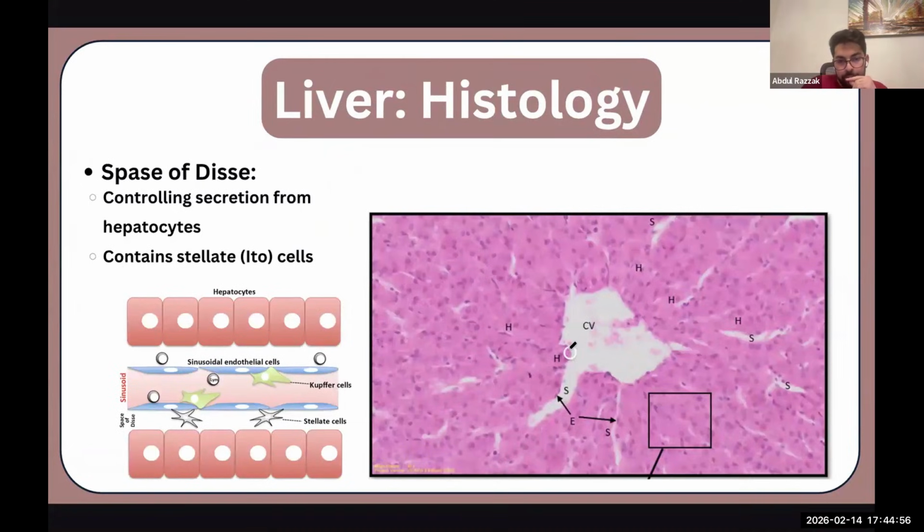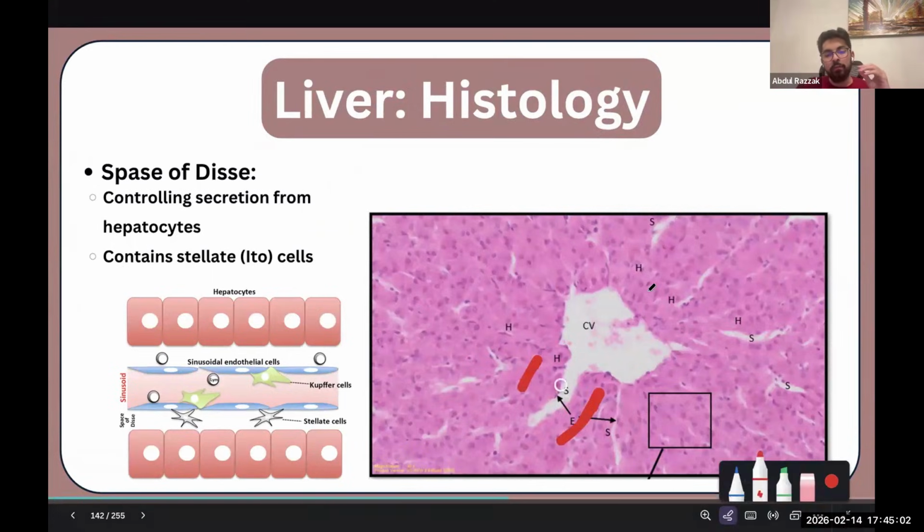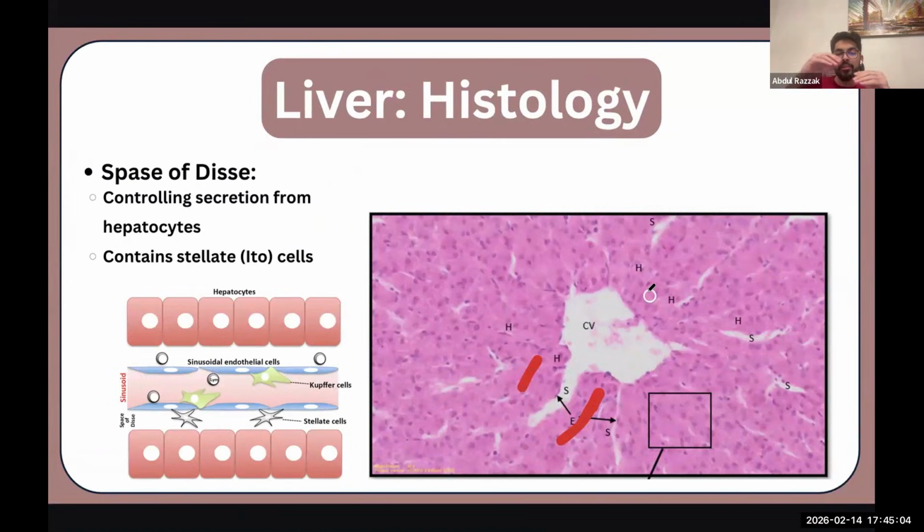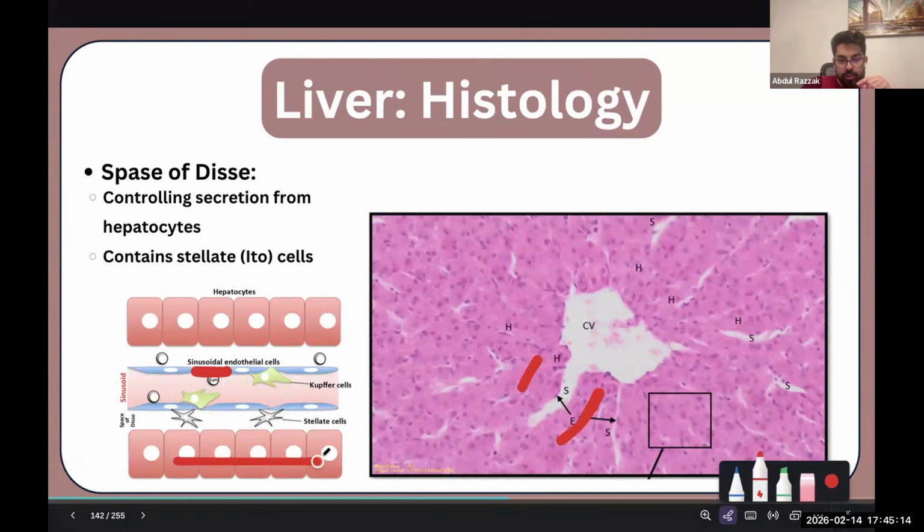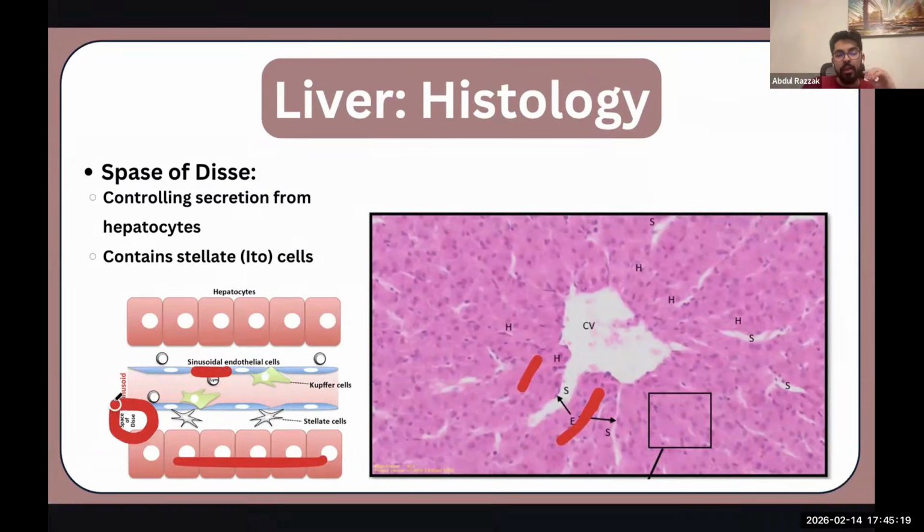One last thing. These are the sinusoids, and on the sides of them we have sheets of hepatocytes. Tamam? However, the hepatocytes are not in direct contact with the sinusoids themselves. Okay? There is a space between the endothelial cells and the hepatocytes, and this space is called the space of Disse. Tamam? And this space is very, very important because it has two important functions. The first one is controlling secretion from hepatocytes.